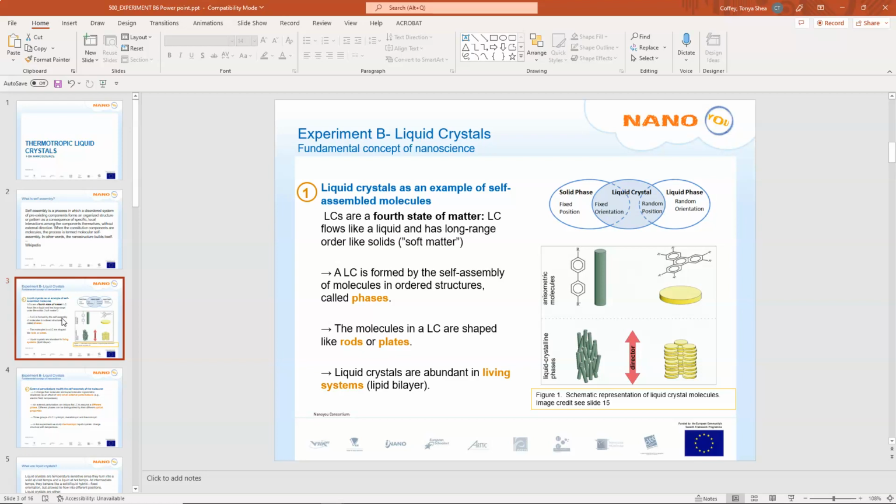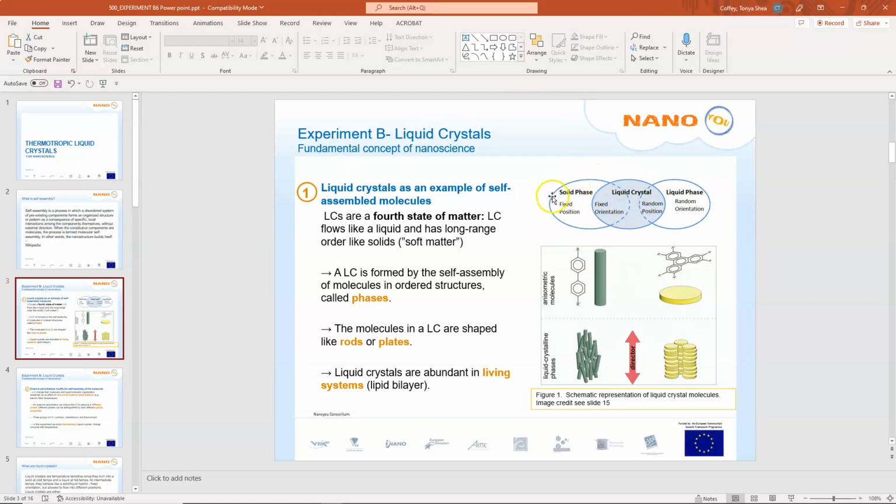So what is a liquid crystal? Liquid crystals are examples of self-assembled molecules. We call them the fourth state of matter or another state of matter. I kind of think of them as an intermediate state of matter. Liquid crystals flow like a liquid under certain circumstances, but they have long-range order like a solid, so they're considered soft matter.